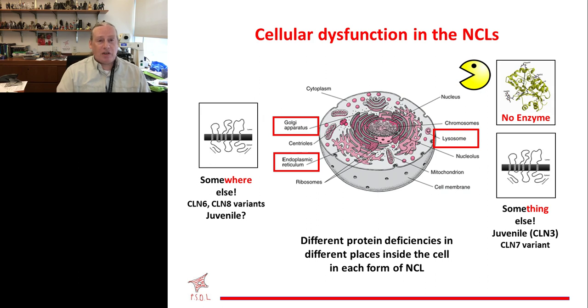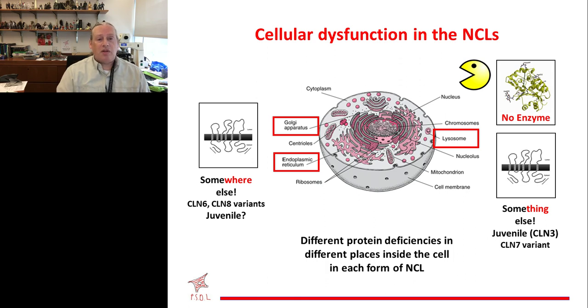So what actually happens in the different forms of NCL, to use the abbreviation that we typically use, is that we have genes that are mutated that are actually in different places inside the cell. So many of them are an enzyme, or that Pac-Man. And that's true for the infantile, the late infantile, the CLN10 congenital form, and probably for the CLN5 form, is that we have a mutation in a gene that should code for an enzyme. Because of that mutation, we get no enzyme made.